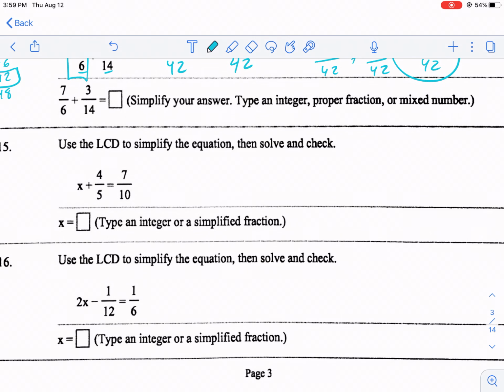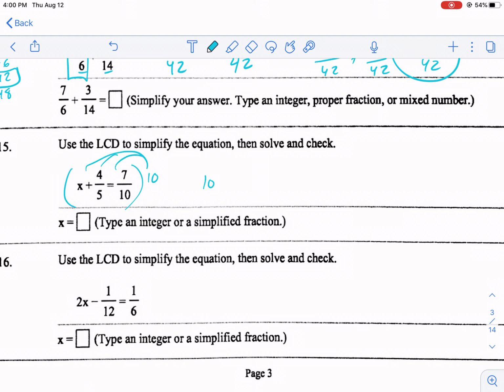Use the LCD to simplify the equation, then solve and check. This is my advice. Anytime you have fractions with variables also, they're called literal equations. No, they're not. It's called rational equations. Sorry. What I like to do is multiply by the least common multiple of the denominators. So in this case, I'm going to multiply both sides by 10. I'm going to multiply it to everything.